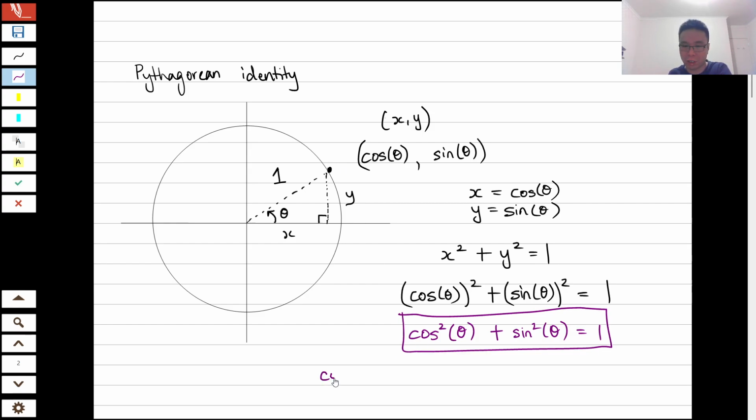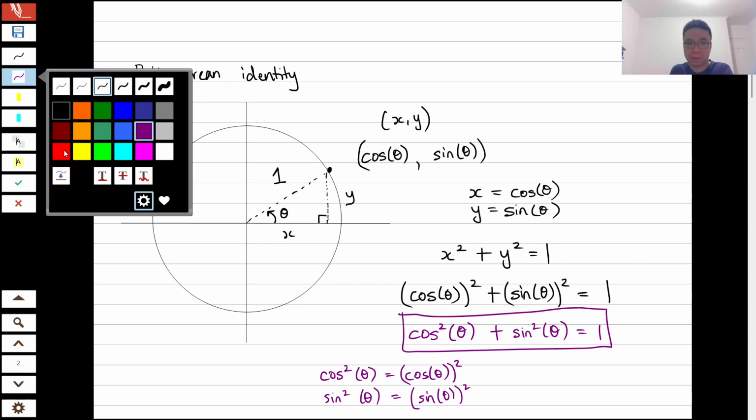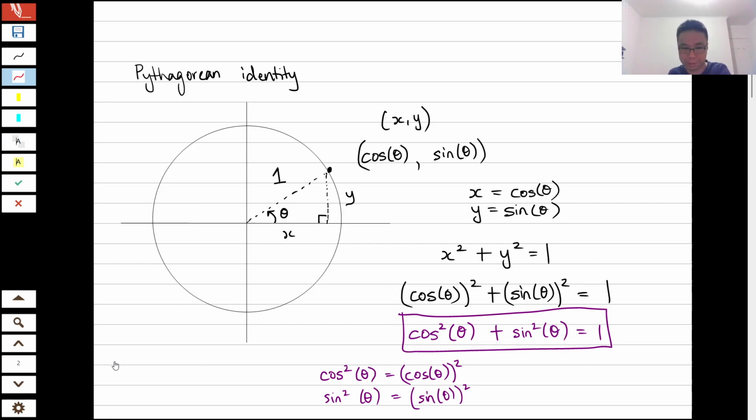And you need to understand that cos squared theta means the cosine of theta, squared. But here's a word of warning. Cos minus 1 does not mean 1 over cosine theta. It means the inverse cosine, which we will define in a future video.